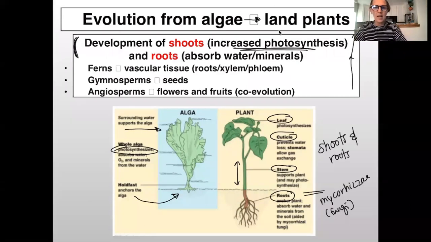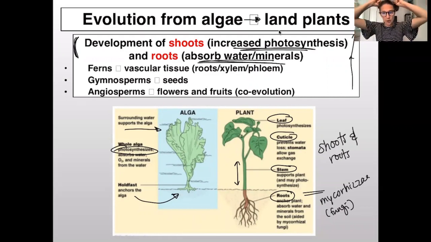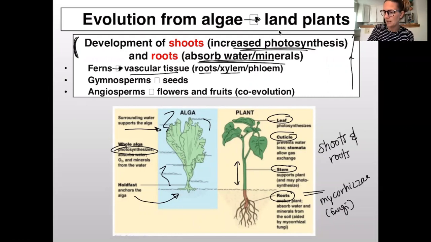Sorry about that. So evolutionary adaptations also included roots. So that helped the plant absorb minerals and, really importantly, water, because they're not in this fully aquatic environment anymore. Right. So just as a reminder, ferns, or those pterophytes, their big evolutionary adaptation was the appearance of vascular tissue, and that's in the forms of roots, xylem and phloem.